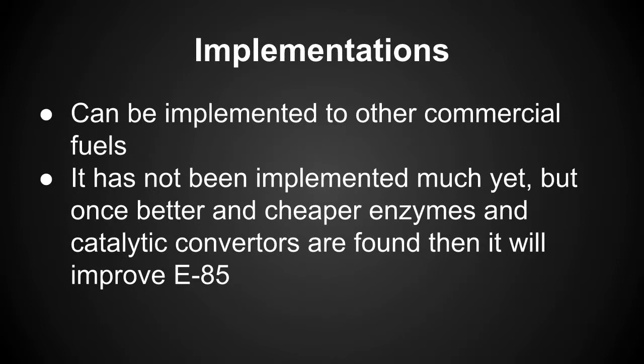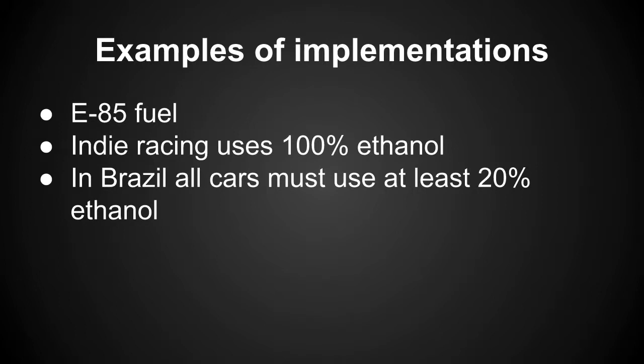Implementations. It can be implemented into other commercial fuels. It has not been implemented much yet, but once better and cheaper enzyme and catalytic converters are found, then it will improve E85. Examples of implementations are the E85 fuel. Also, there are Indy racers who use 100% ethanol in their cars, and in Brazil, all cars must use at least 20% ethanol.